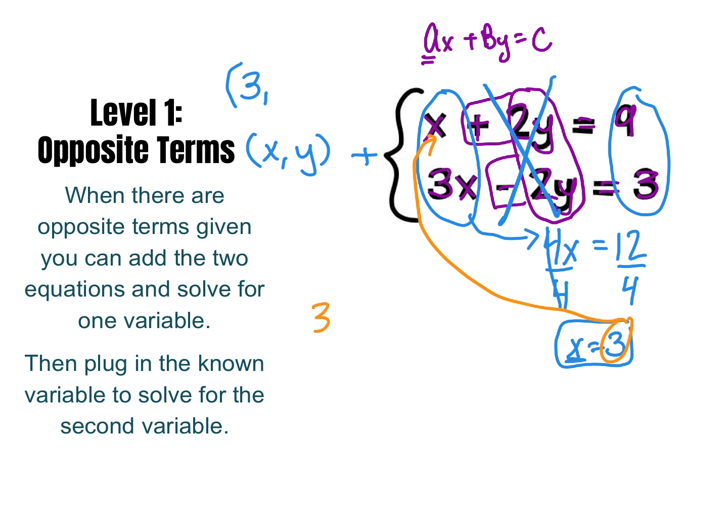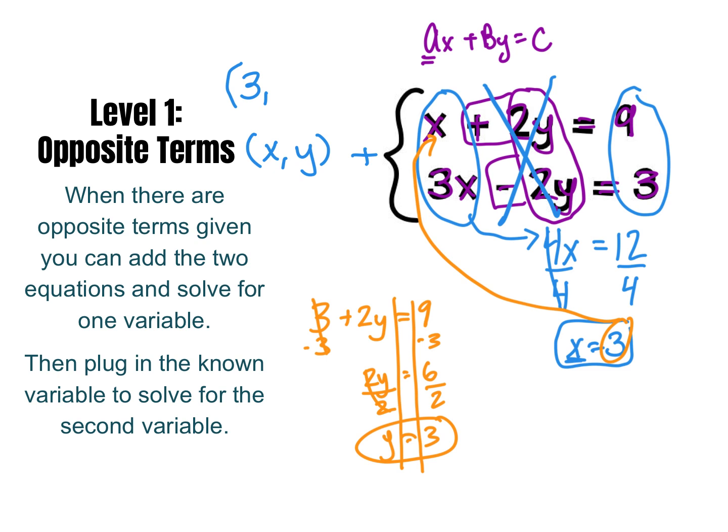Instead of x, I'm going to put a 3. 3 plus 2y equals 9. And good thing we practiced 2-step equations ever since 7th grade. So we're going to solve this 2-step equation by subtracting 3 first. And then we have 2y is equal to 9 minus 3, which is 6. Divide by 2, and y equals 3. x equaled 3, y equals 3. And our solution is 3, 3. The ordered pair 3, 3.